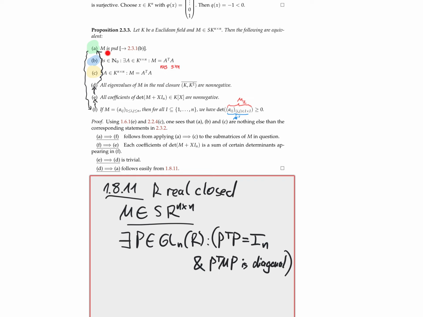Because you start here with M is PSD, and then you get to D, and from D it follows now that since this is over real closure, you could work over real closure, and you get back that M is PSD viewed as a matrix over real closure, right? So without loss of generality, K is now real closed, and K equals R, let's say.